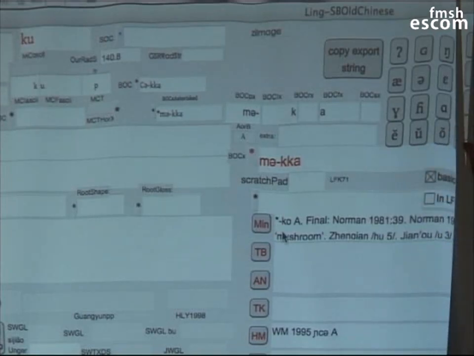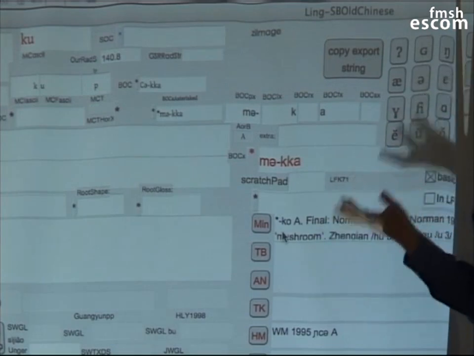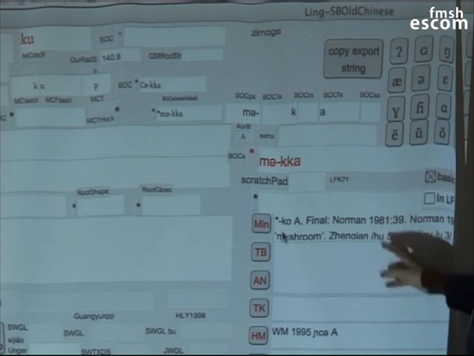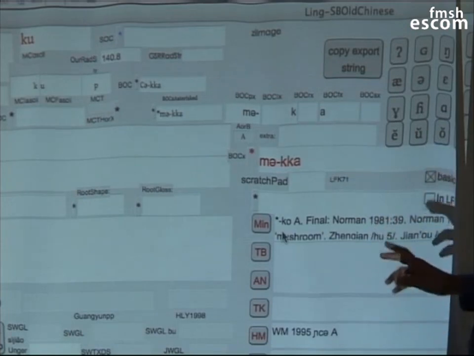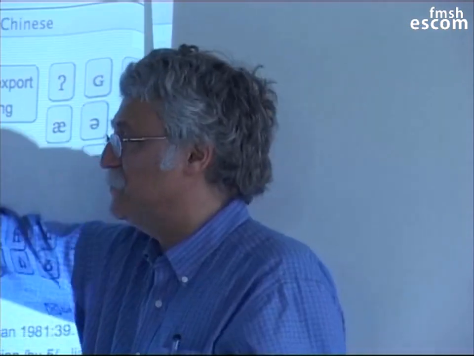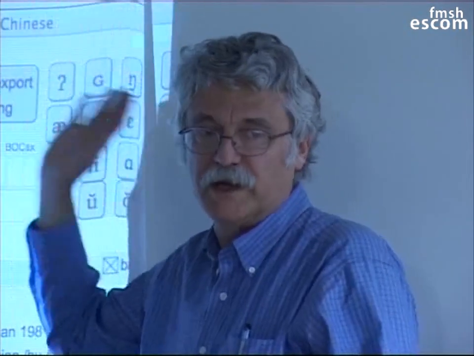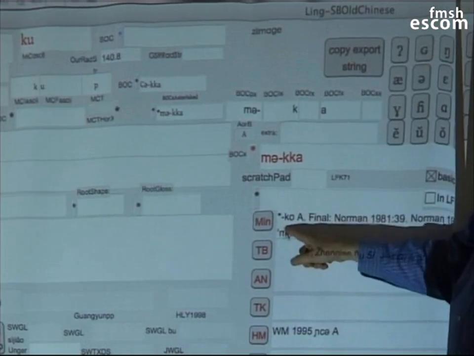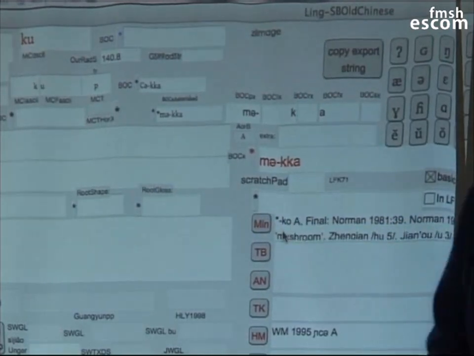This is an especially nice form, mushroom. Well, in Mandarin we have mogu, here we have a prefix on it. Middle Chinese, this character is just read K-U, no problem. But again, in Min, it's a softened K.